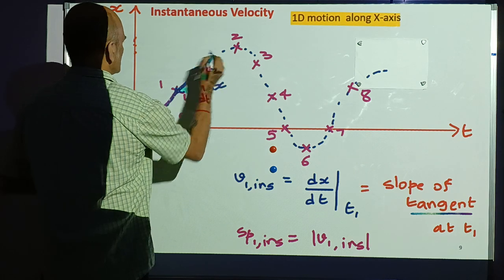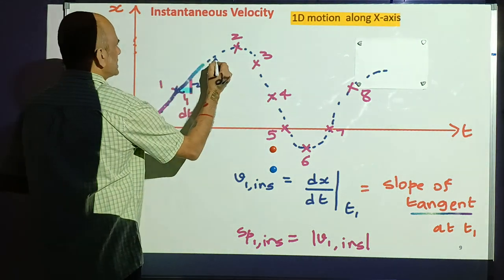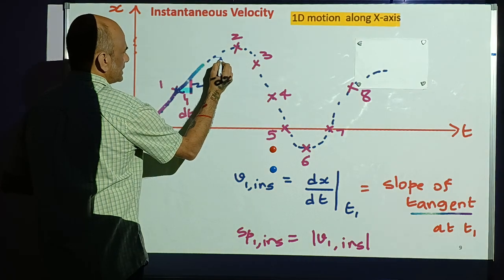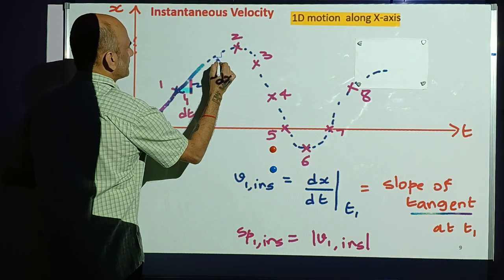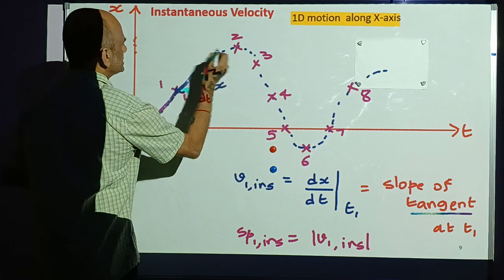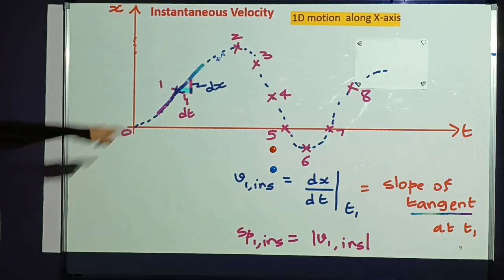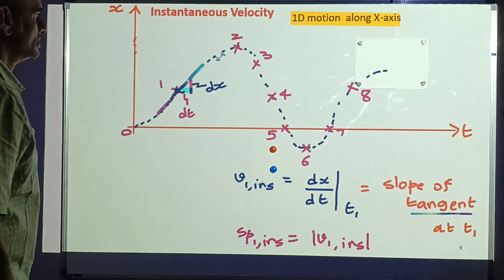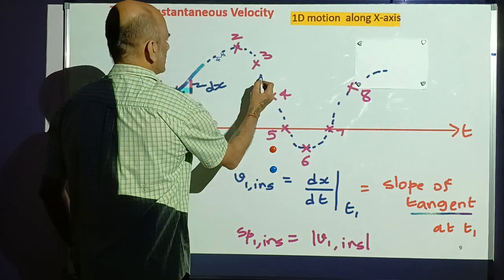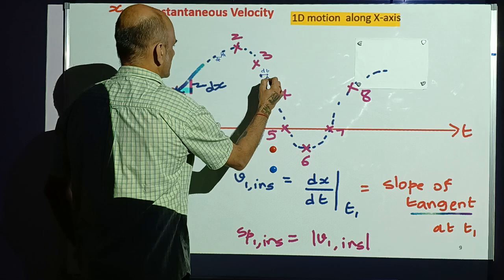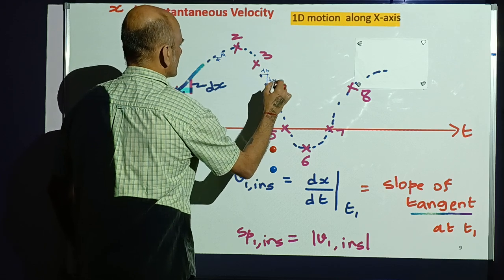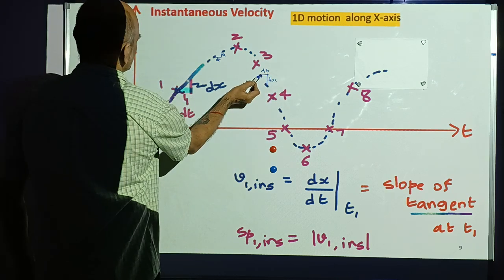From here, if you want to find instantaneous velocity at this time instant, I just have to go here, take small dt, and find the corresponding dx. So this is dt, and this is dx. So this dx by dt is the instantaneous velocity here. Similarly, here at this point, I'll take small dt and the corresponding dx. So this dx by dt is the instantaneous velocity at this point.